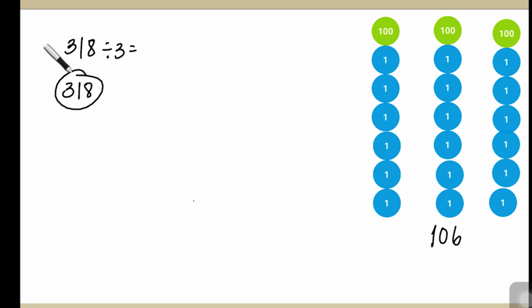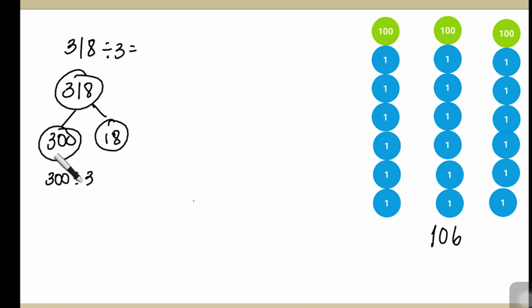Let's try to do this using number bonds. 318 can be 300 and 18. Okay, and then I divide each one. 300 divided by 3, that's 100. And then 18 divided by 3, that would be 6. So 100 plus 6, 106.